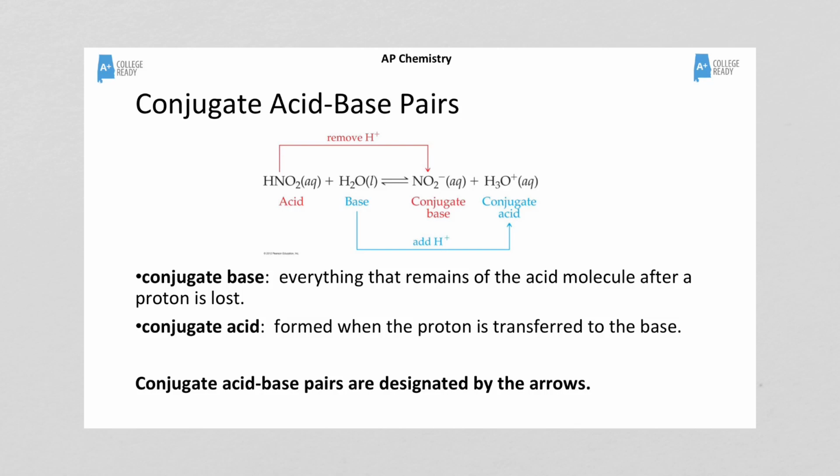Okay, conjugate acid-base pairs. Conjugate bases are what's remaining of an acid after the acid loses its proton, which we think of as an H+. And if a base gains an H+, or gains a proton, we call that a conjugate acid. Notice on both sides of the reaction, there's an acid and a base. So there are two acids in the reaction and two bases. The acid forms a base, and the base, by gaining the H+, forms an acid.